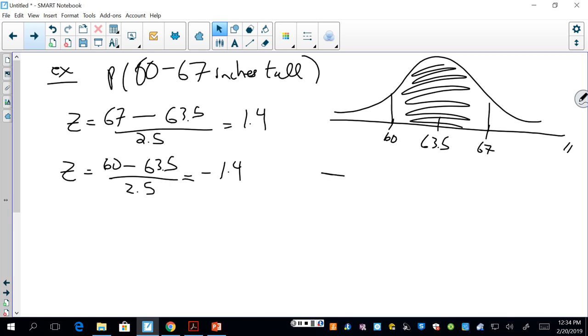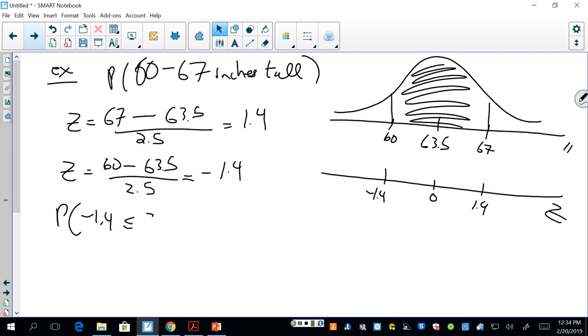So on the z scale, or the standard scale, that's centered at 0, what's the chance we're between 1.4 standard deviations below up to 1.4 standard deviations above? So what's the probability that negative 1.4 is less than or equal to z is less than or equal to 1.4? To get more precise probabilities for this type of thing, one place that we can look is the table, so let's take a look at the table that's provided.